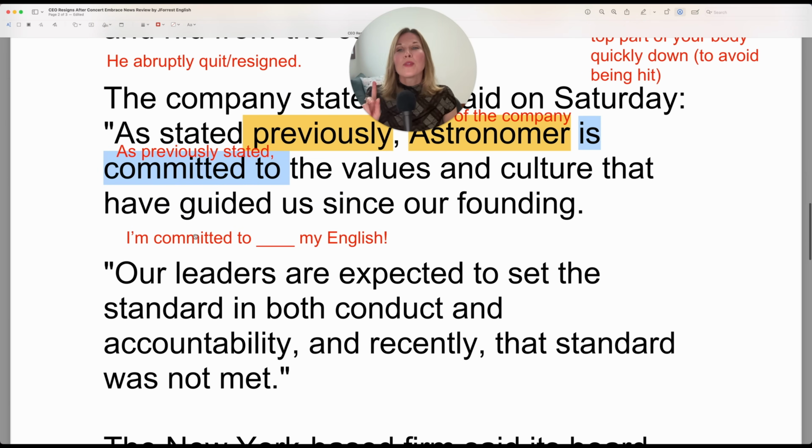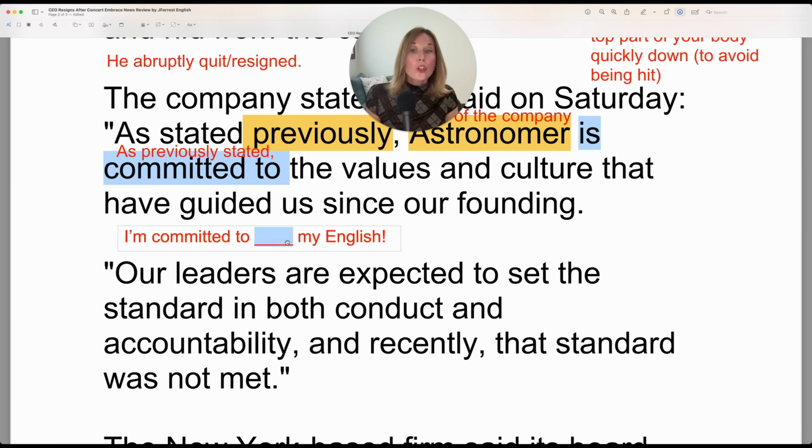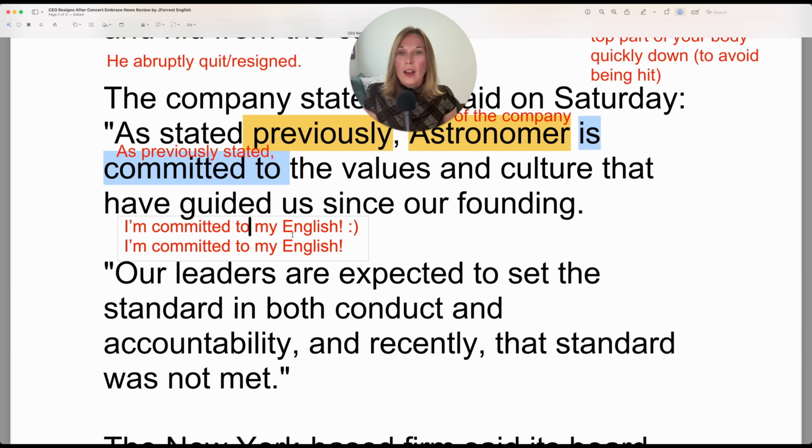Now, let's review this sentence. I'm committed to my English. So, you could absolutely just say, I'm committed to my English, because this is a noun. And grammatically, that's correct and sounds great. I'm committed to my English. But let's say you wanted to add a verb. What would you say? Put a verb in the comments.